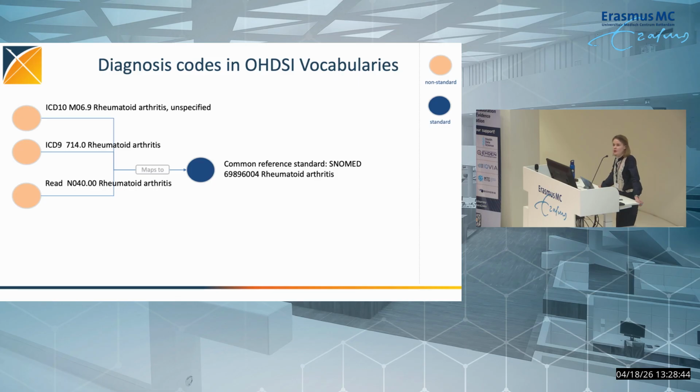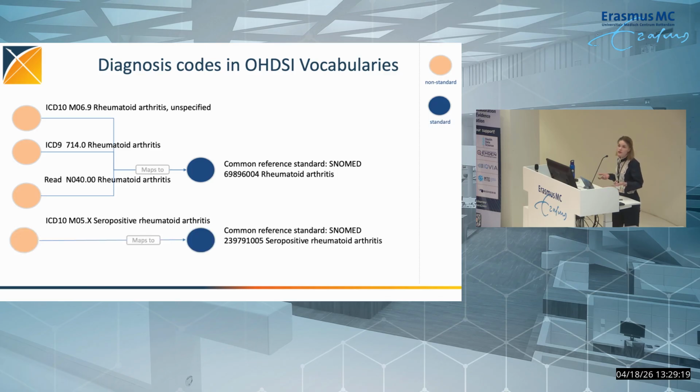We talked about how we map different source terms to standards in OHDSI vocabularies. When it applies to conditions, in the source data we would have ICD-10, ICD-9, Read, or other codes depending on the source, but all of them are mapped to the common reference standard in the condition domain, SNOMED. You can see here on the slide that ICD-10 rheumatoid arthritis unspecified, ICD-9 rheumatoid arthritis, and Read rheumatoid arthritis are all mapped to one single concept in SNOMED.